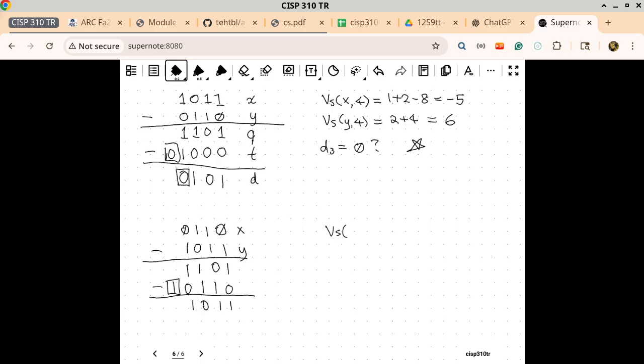So I'm just going to do a really quick one. So this time VS x4 is a 6. VS y4 is a negative 5. So once again, this time d of 3 is a 1. We go like, what? Because I thought we are supposed to see d of 3 being a 0 in this case, because 6 is less than negative 5 is false. Okay, so a little bit of a mystery here.